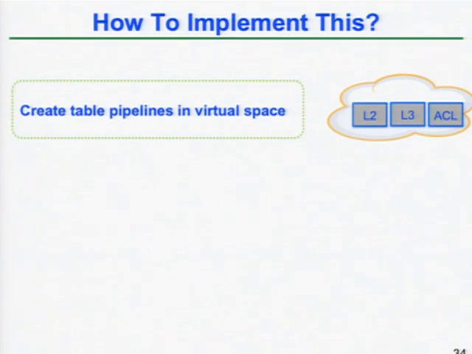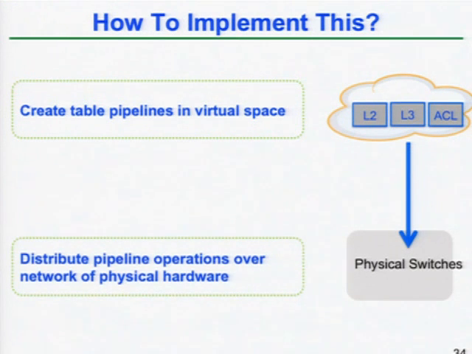So if that's the way you specify what you want your network to do, you create these table pipelines in virtual space. This is your abstract network. And then you figure out how to actually implement these table lookups on the physical hardware you have. Think of this as one logical switch in logical space. You might have 100 physical switches. And you just need to make sure each one of these lookups happens. It doesn't have to happen on every switch. Just make sure it happens somewhere.